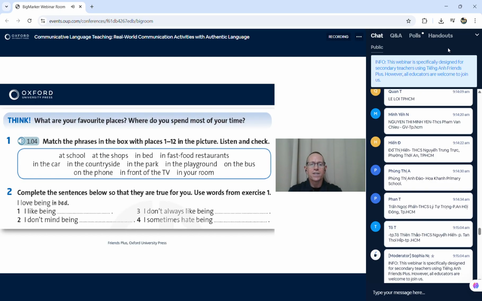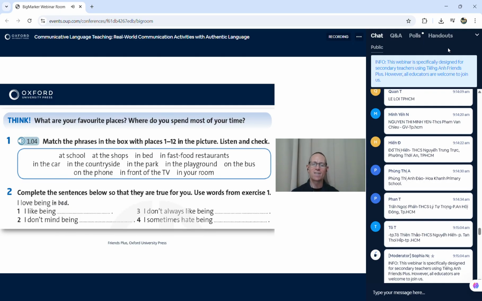So in this case, students are given a list of places. They're also encouraged to think about the correct prepositions in front of them at school, as opposed to in the countryside. We have prepositions of place. And then we're encouraged to personalize the language by talking about the places we like being, or don't mind being, don't always like being at, and sometimes hate being at or in.